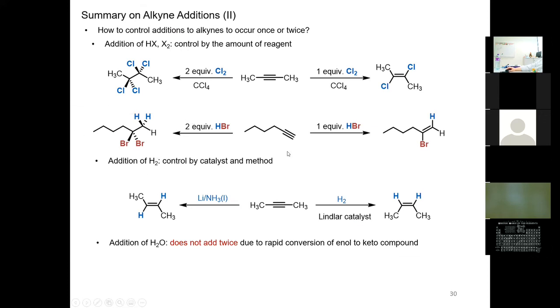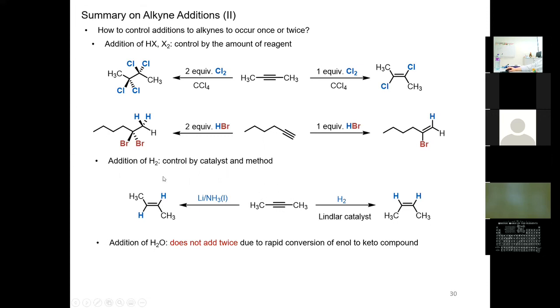Addition of H2, we can control by using different catalysts or different methods, right? So for H2 with Lindlar catalyst, we can get a cis hydrogenation product. For the dissolving metal reduction, we can have trans. And for the H2 addition using palladium on carbon, we can get an alkane, the fully reduced product.